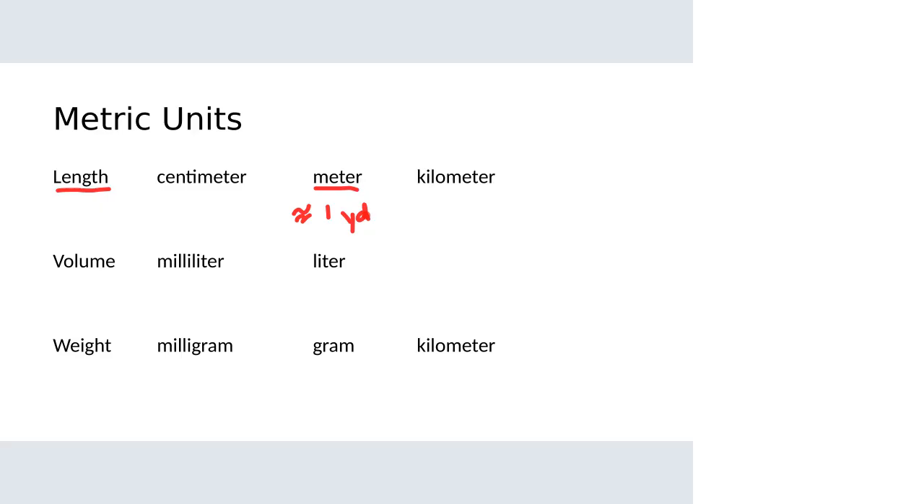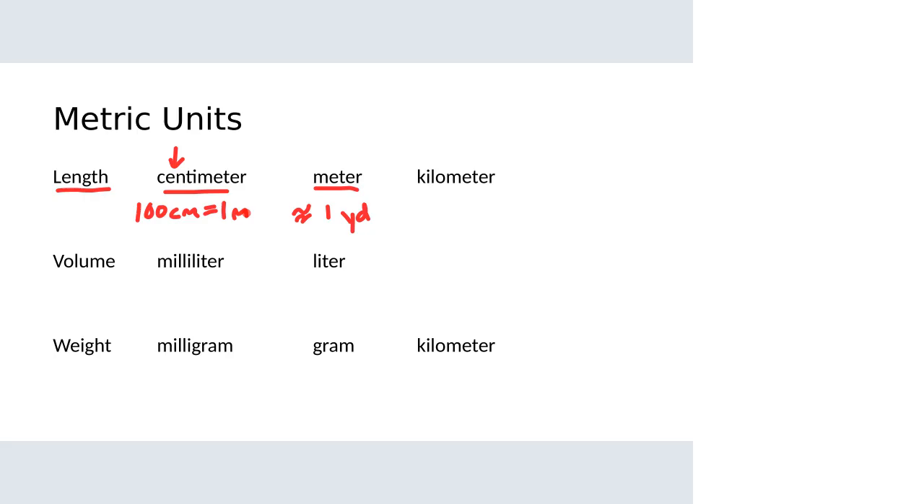And then smaller than a meter would be a centimeter. And we'll talk more about these prefixes. Centi, a century has 100 years in it. There are 100 cents in a dollar. The prefix centi goes with 100. And a centimeter is 1/100th of a meter, which means there are 100 centimeters in 1 meter.